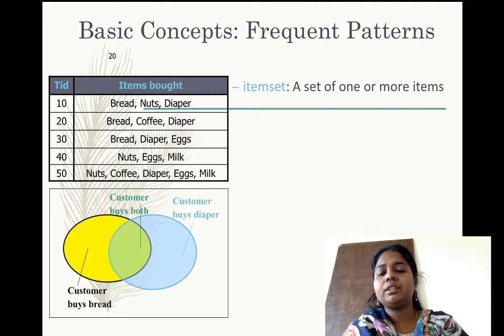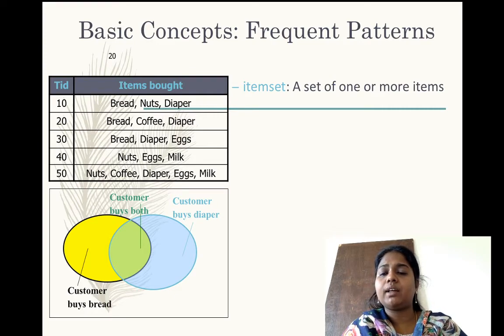And in the Venn diagram, the blue color represents all the customers who buy diapers. For diapers, I have to check which are the transactions in which diapers are bought. I see that transaction IDs 10, 20, 30 and 50 have diapers bought. Now the region in the Venn diagram indicated by the combination of both blue and yellow shows the group of customers who have bought both.